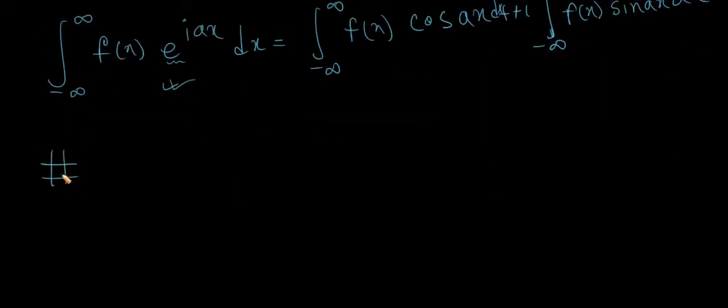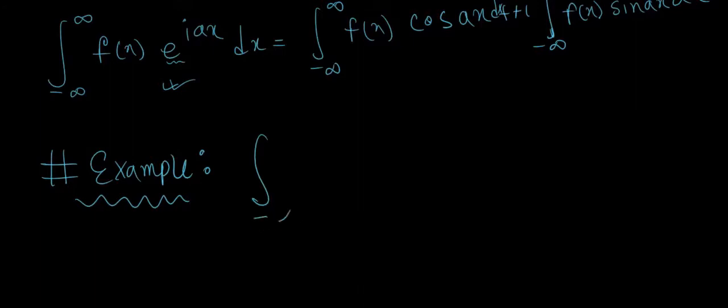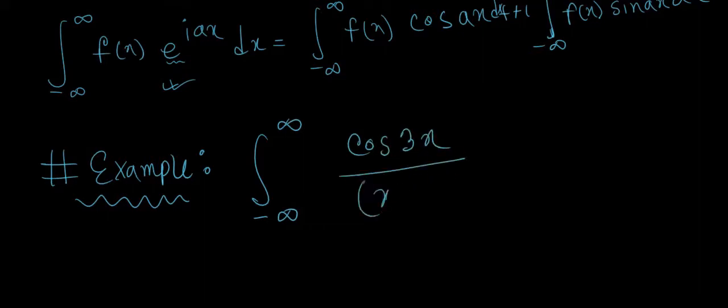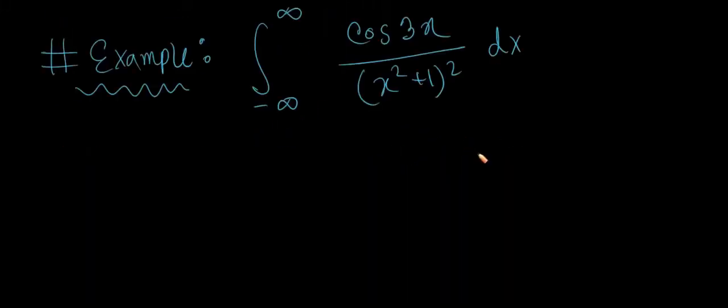So let's call this the example, and we're going to consider an integral from minus infinity to plus infinity of cosine 3x divided by (x squared plus 1) whole squared dx. We want to evaluate this, and like before, first we are going to promote our x to z. That means going from the real variable to the complex variable.